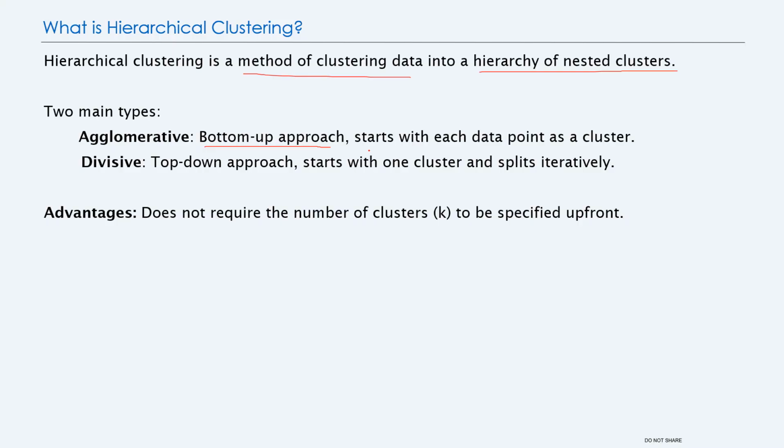One is called the bottom-up approach, which will start with each data point as a cluster and then begin to merge these data points based on their closeness. The top-down approach starts with one single cluster and splits iteratively based on their distance from each other. The advantage of this algorithm is that it doesn't require the number of clusters to be specified up front, unlike in the k-means algorithm.